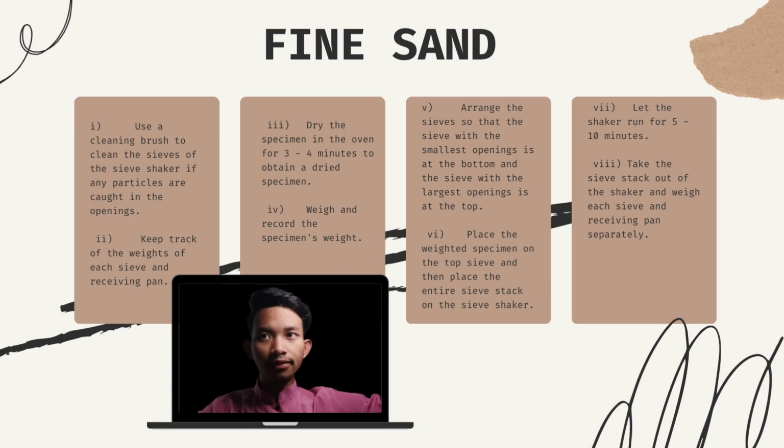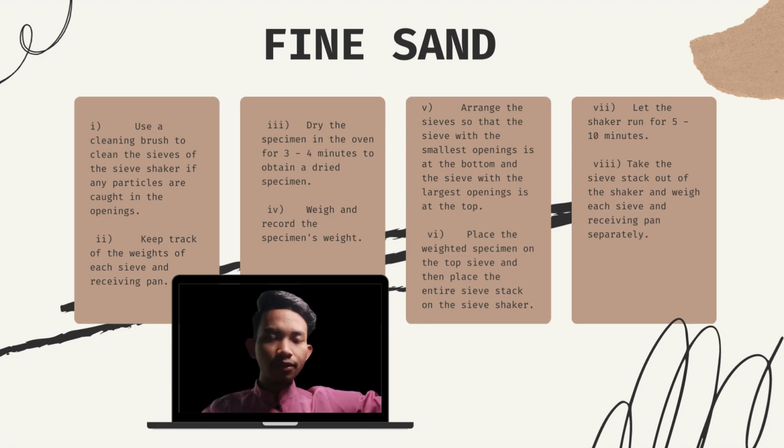Firstly, fine sand. Use a cleaning brush to clean the sieve of the sieve shaker if any particles are caught in the openings. Keep track of the weight of each sieve and receiving pan. Next, dry the specimen in the oven for 3 to 4 minutes to obtain a dried specimen weight and record the specimen weight. Then arrange the sieves so that the sieve with the smallest openings is at the bottom and the sieve with the largest openings is at the top.